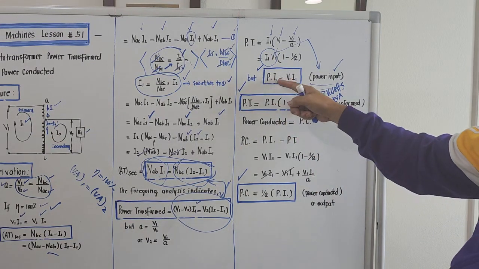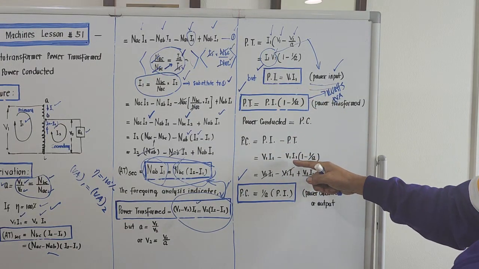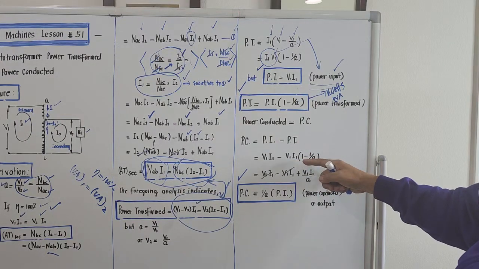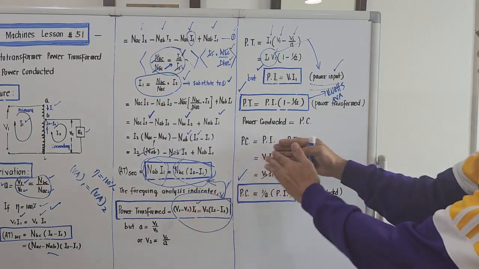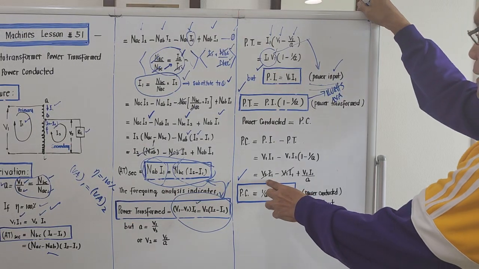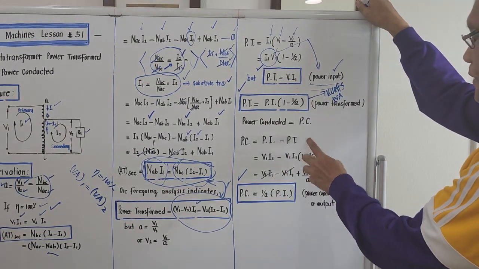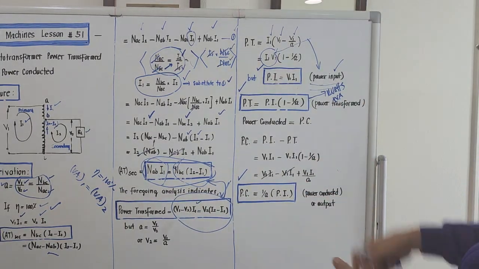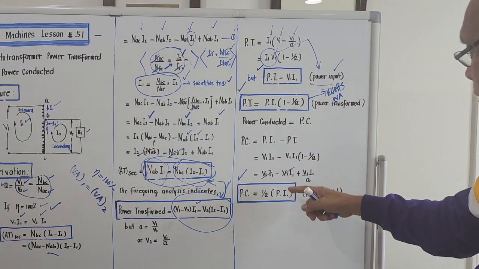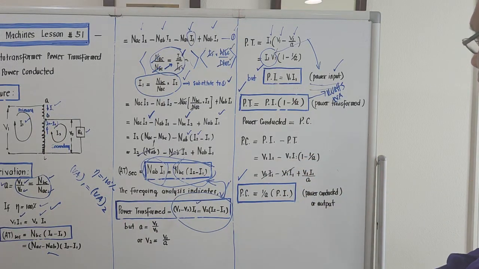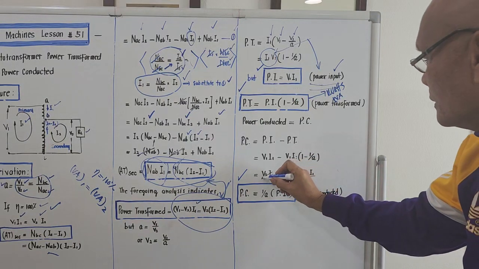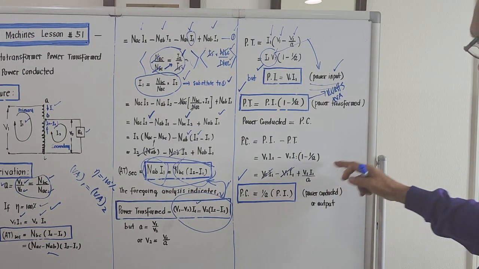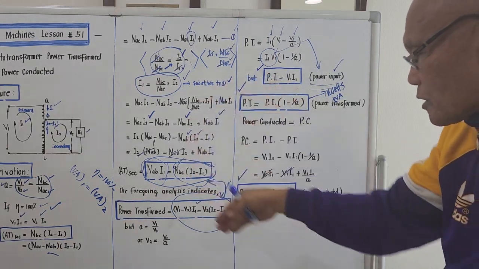Instead of placing PI, since there is a B1 I1 here, we will go back to the original definition of power input: B1 I1 times 1 minus 1 over A. If we expand this, it should be B1 I1, and a minus and minus will be plus. But luckily, this is B1 I1 plus, this is minus B1 I1. They're similar, they cancel out. So what remains for the power conducted or power output considering an autotransformer?